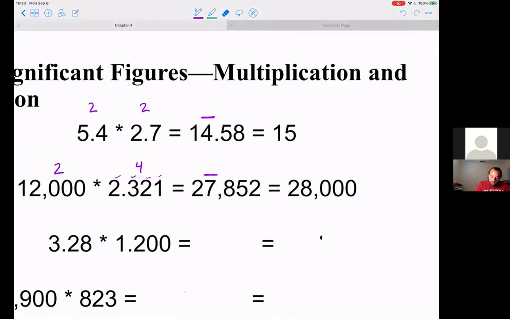Now, I just want to nip this in the bud because I know some students have this question. Well, why do I have to write these zeros? Can't I just write 28? Well, no, because 28 and 28,000 are different numbers, right? We have to make sure that we're using the same number. We're just rounding to the last digit that we're confident in. 28 is not 28,000. 28,000 and 27,852 are very similar numbers. They just indicate a different level of precision. And if this is the last place that I'm confident with, that's what I'm going to round to.